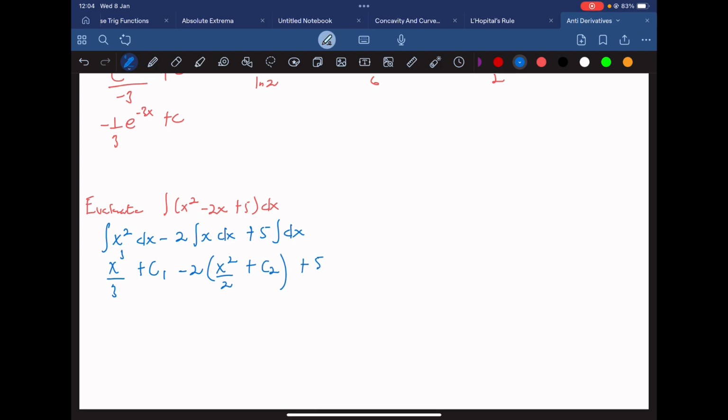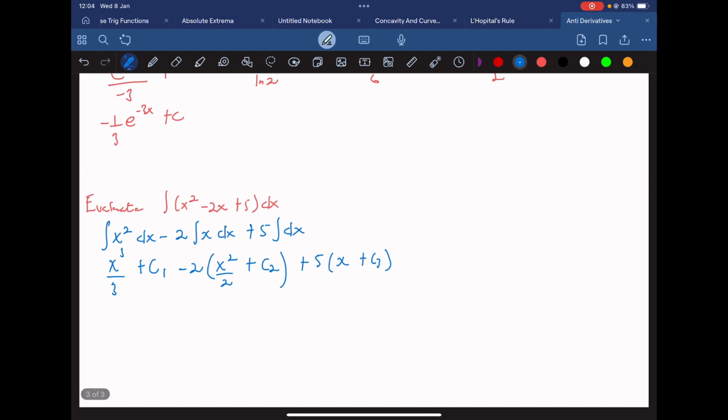Then for the third one, we have 5. Then remember, if we differentiate over here, this is 1, right? If we differentiate that, since we are integrating with respect to x, we are going to have x here, then plus c3. So note that we have 3 terms, this and this.